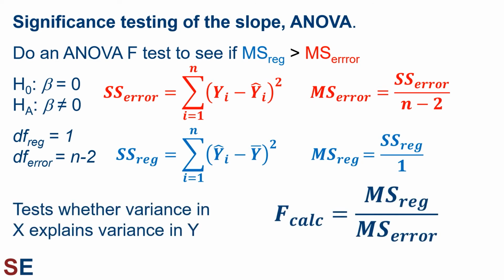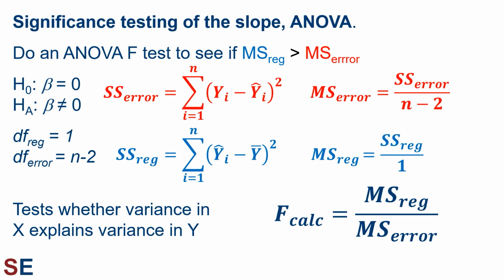Our F-calculated value is the mean sums regression divided by the mean sums error, and the significance of this value tests whether the variance in x explains the variance in y. Note that we don't say causes, we say explains, because demonstrating causation relies on understanding what these numbers represent. It doesn't come from the calculations themselves.